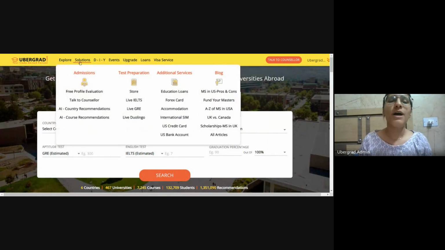We also have a free profile evaluation, talk to a counselor option, AI country recommendations, AI course recommendations, and some test preparation stores consisting of live IELTS, live GRE, live Duolingo classes. Also, some additional services are there for the students, which consist of education loans, forex card, accommodation, international SIM, US credit card, US bank account, etc. And blogs are also uploaded, so you can just check these things out on the website itself.